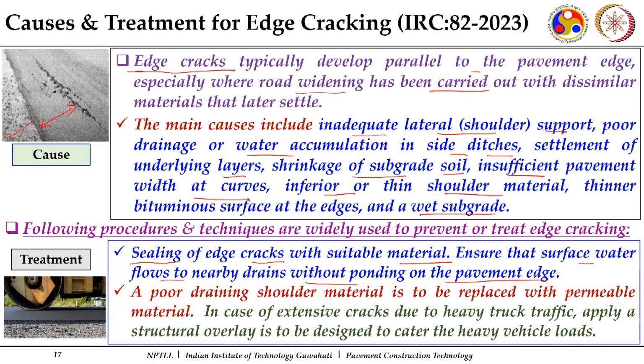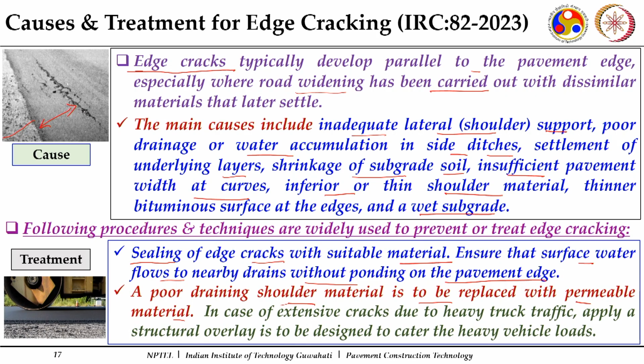So, shoulders need to be properly maintained in that case, and the surface water should go to your side drains. A poor draining shoulder material is replaced with permeable material. Whatever your shoulder material is, as we have seen during earlier lectures, your drainage course needs to be extended so that the water from the drainage course can go directly to the side drains. So, it needs to be extended to the entire width of the shoulders.